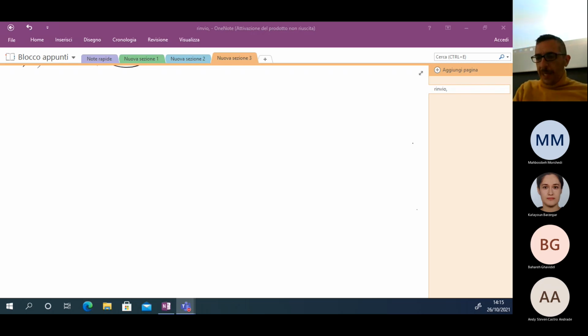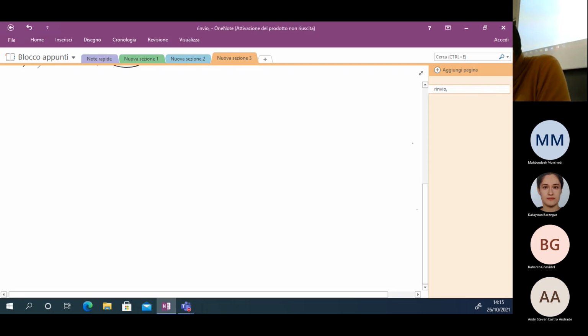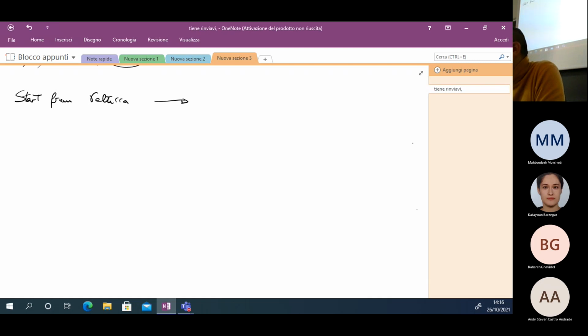So let's start by completing our discussion on the Volterra equation. So we will start by seeing how it is possible to start from Volterra and recover an initial value problem.